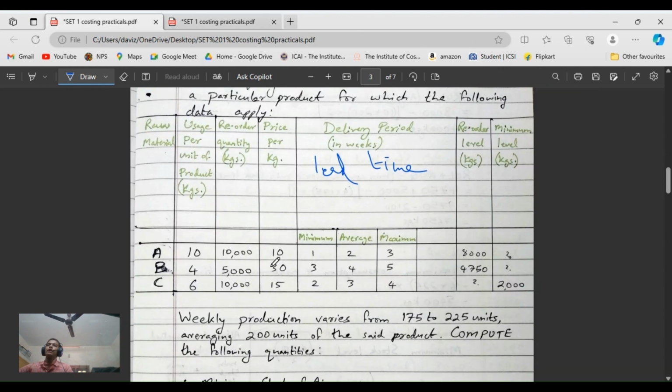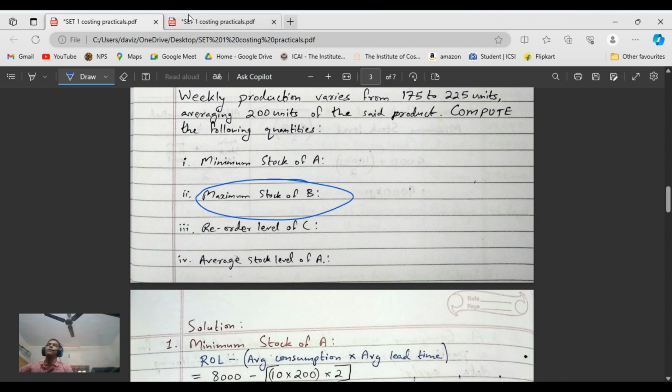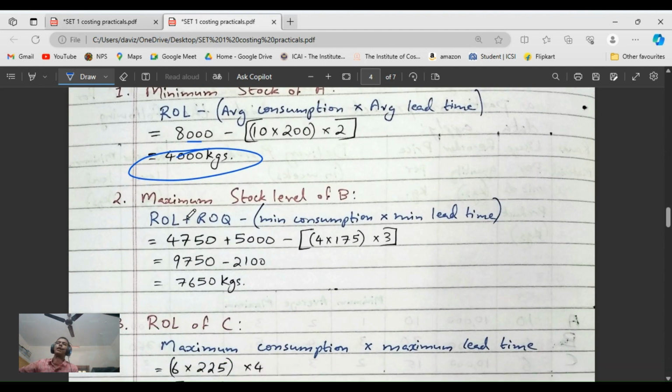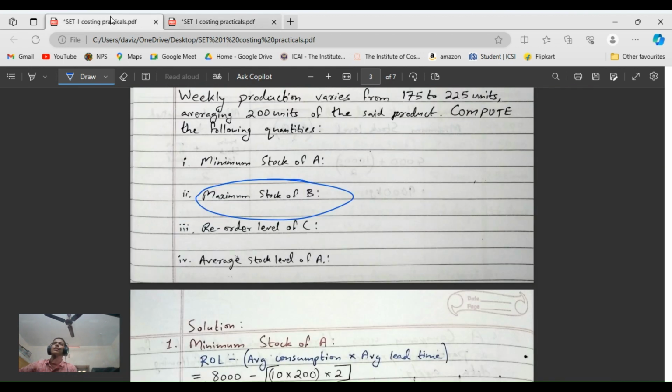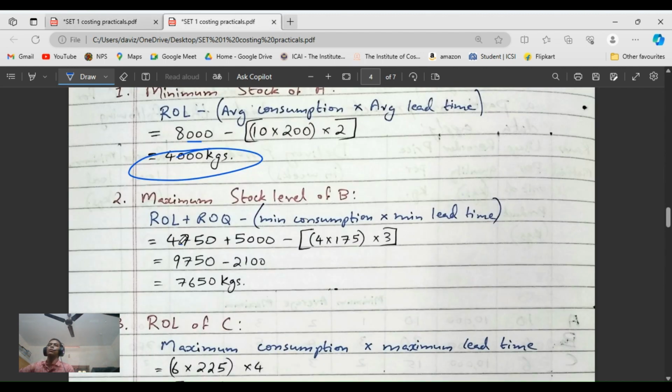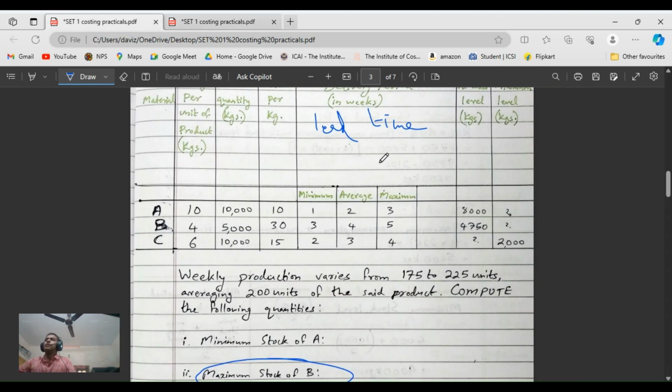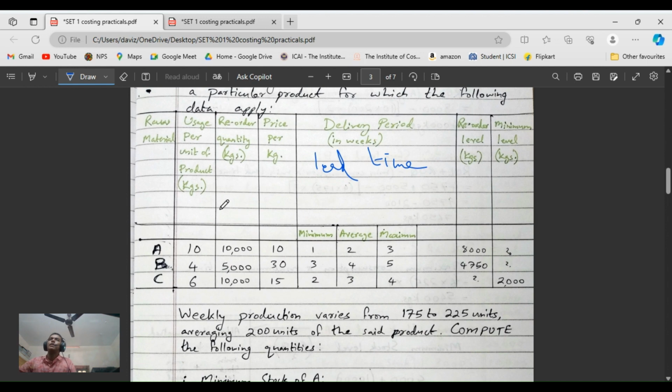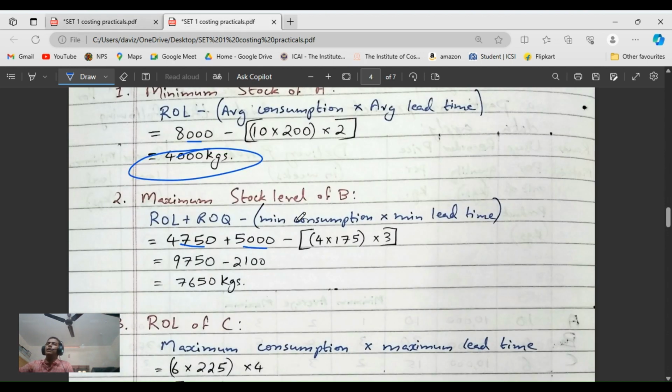Then the second thing we have to find out is the maximum stock level of B. For that the formula is ROL plus ROQ minus minimum consumption into minimum lead time. What is ROL? Reorder level. What was the reorder level of B? 4750. We wrote 4750. ROQ, reorder quantity. The reorder quantity of B is 5000. So we have got 5000. It's just applying the formula. That's how we found the answer.